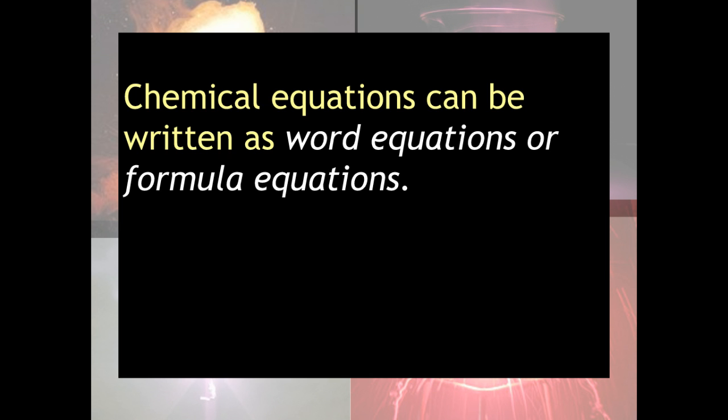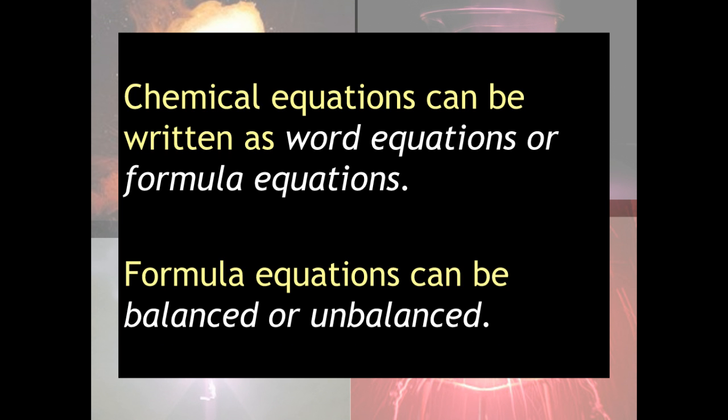So chemical equations can be written as word equations or formula equations. You're going to have to remember everything we taught you before. It doesn't go away. When you're given a formula equation, it would either be balanced or unbalanced. And in this class, whenever you have an unbalanced formula, you're going to have to balance it. And we'll talk more about that later.